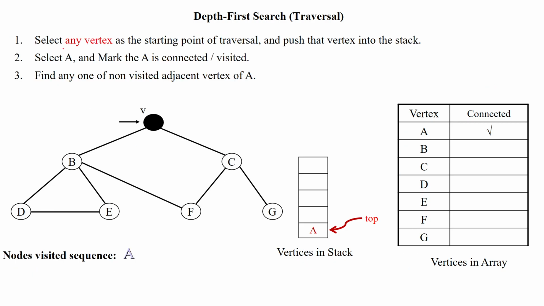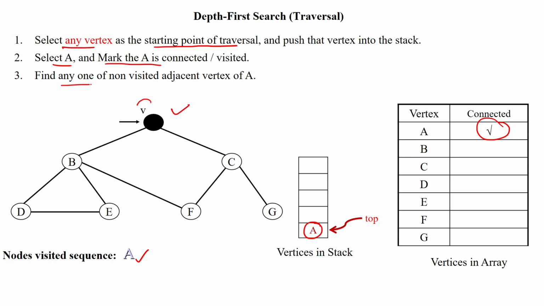Now we are selecting any vertex from the given graph, because it is an undirected graph, as the starting point of traversal. Then we are pushing that vertex into the stack. Yes, now pushing the vertex into the stack. Then select A and mark A as connected. Yes, A is marked as connected, and also it is the first node in the visited sequence.